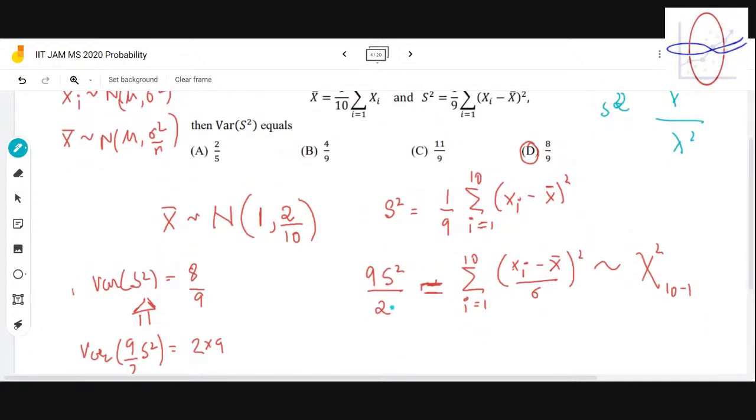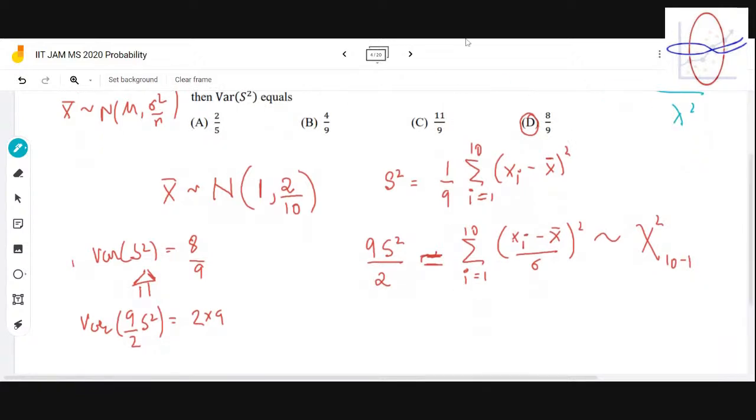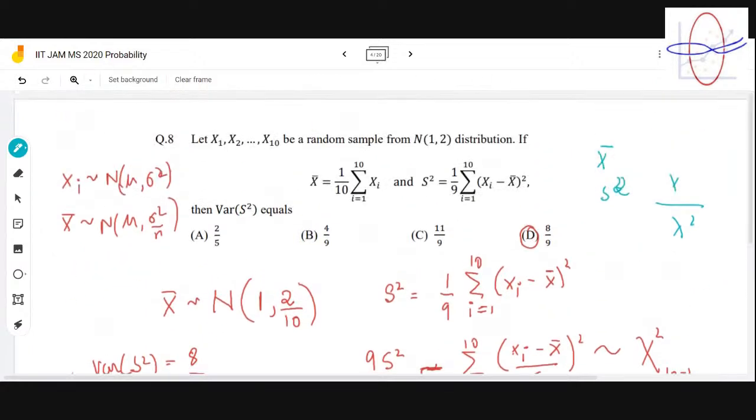And therefore 9 s square by 2 follows chi-square 10 minus 1, and you need to know the result: what is the variance of chi-square n? Variance of chi-square n is twice n, and therefore the variance of 9 s square by 2 is 2 into 9, that is 18. If you do the normal variance calculation, you get that variance of s square is equal to 8 by 9.